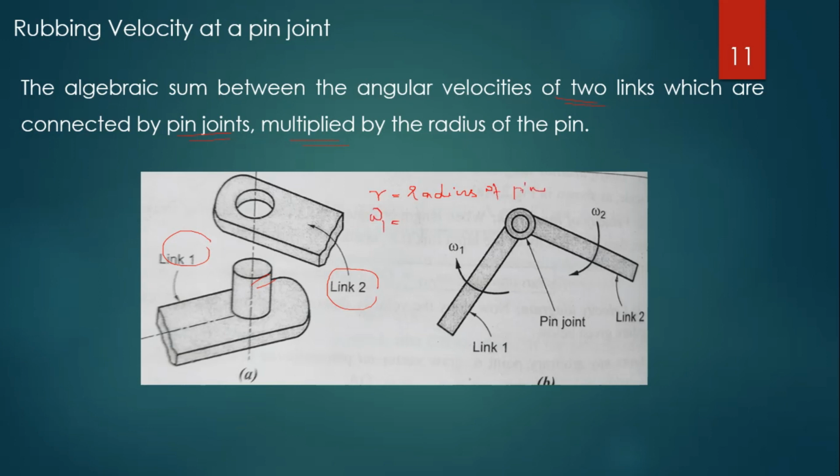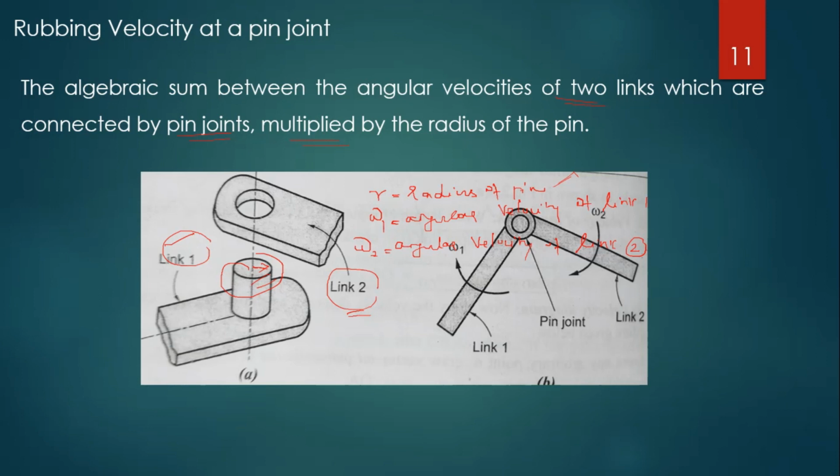omega 1 is equal to the angular velocity of link 1. Similarly, omega 2 means the angular velocity of link 2. So, link 1 and link 2, two links are there. So r represents the radius of the pin. This is actually a pin, and we have to calculate the radius. So r is equal to the radius of the pin, omega 1 is equal to the angular velocity of link 1, and omega 2 is equal to the angular velocity of link 2.